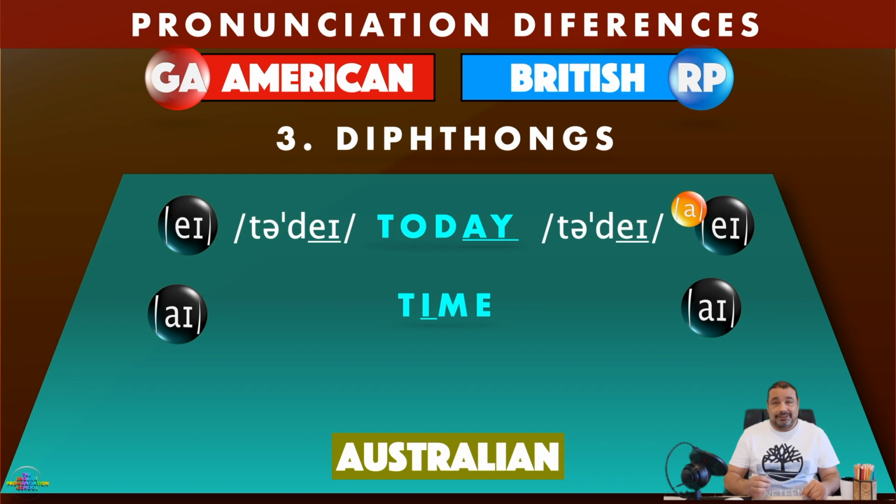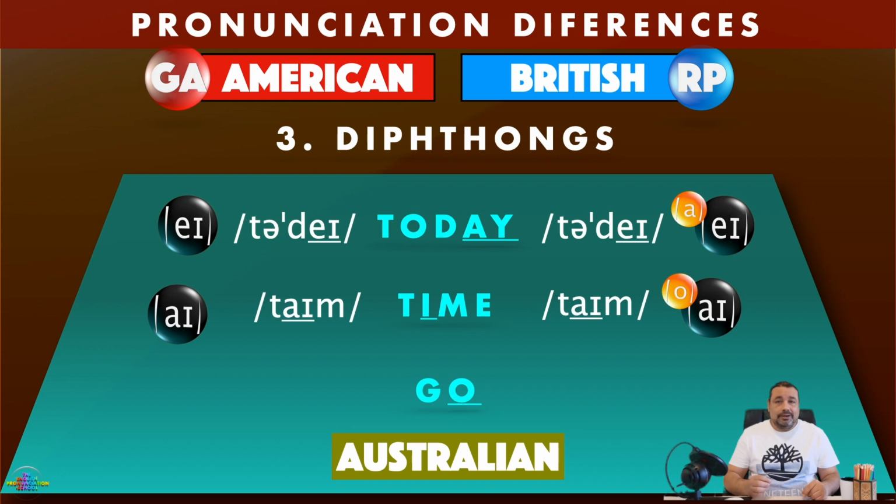Something similar happens with this example. This word is normally pronounced as "time" in both American and British English. But in Australian English, you're going to add an extra O sound at the beginning of the diphthong. So we have "time" in American and British, but "time" in Australian.